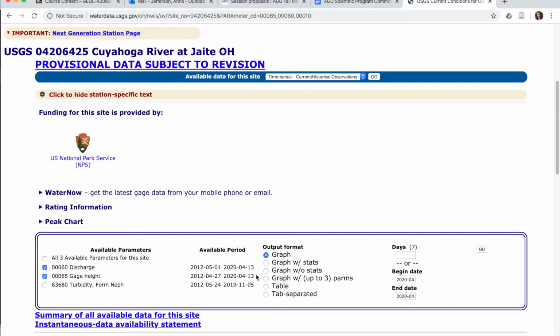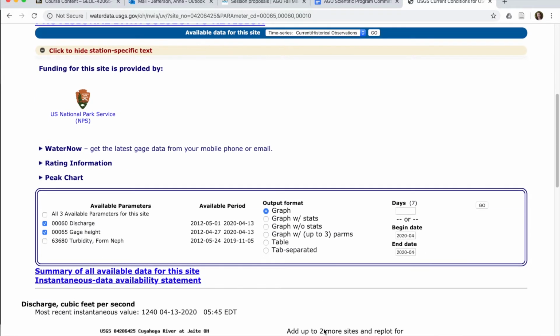So gauge height and discharge, they've been measuring since 2012. Turbidity as well, but they appear to have stopped that last November. Maybe that's a seasonal measurement. We can also see the output formats here, and then ways to select what date ranges we're interested in. So let's keep scrolling down.